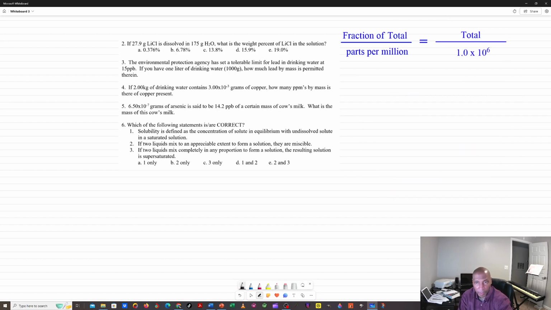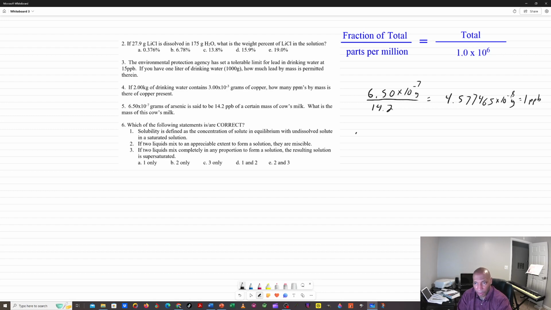Alright, so I'm going to say 6.50 times 10 to the negative 7 grams divided into 14.2. Let's see what we got. 6.5 exponent negative 7 divided into 14.2. Let's see what that is. So I ended up with 4.577465 times 10 to the negative 8 grams. That's equal to 1 part per billion, right?